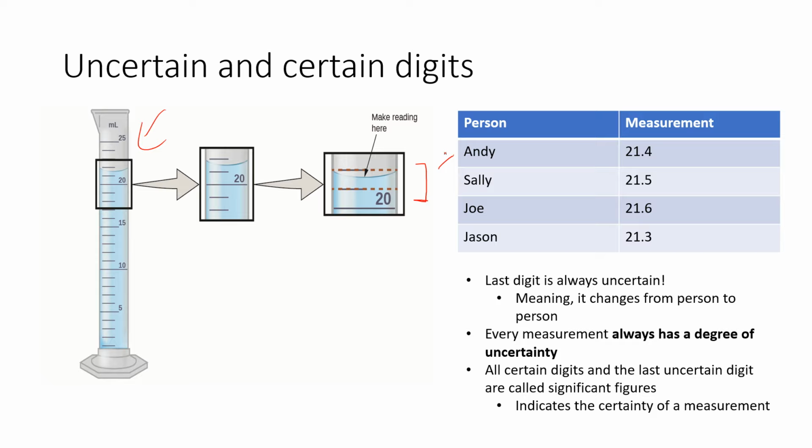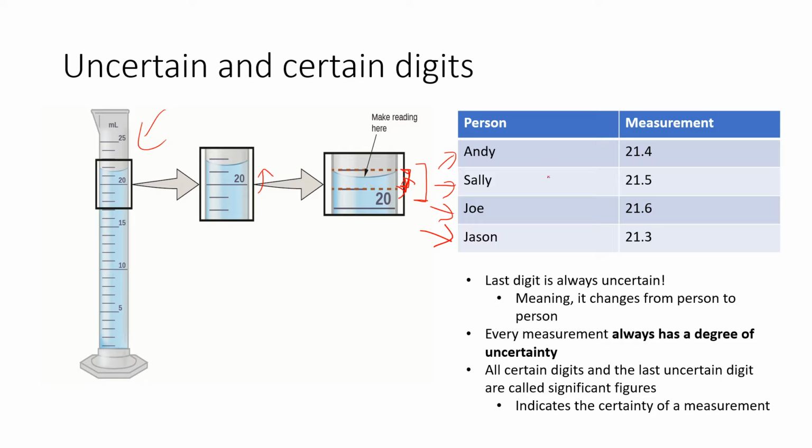So you have these four students, Andy, Sally, Joe, and Jason, and they take down measurements of how high the water has gone up the graduated cylinder. Andy says it's 21.4, right? Because he sees the water is definitely past 20. He's sure of that. He also sees that the water is definitely past the 21 because it's past this red tick mark, but he's not sure where exactly the water is in between here. So he's going to say 21.4. He thinks that it's around 0.4 between 21 and 22.